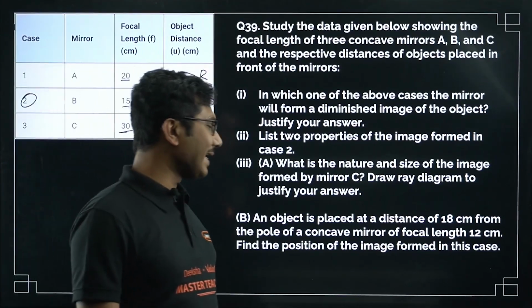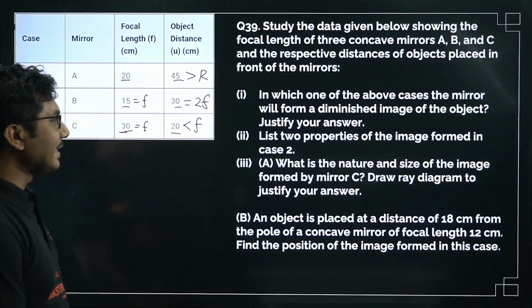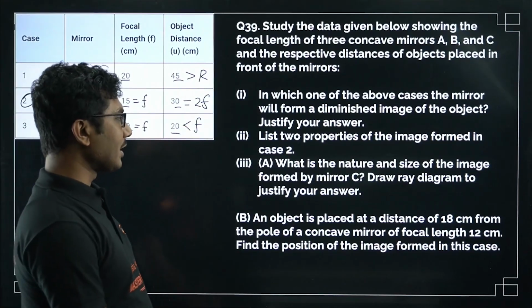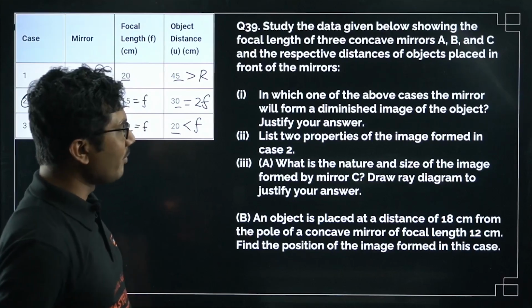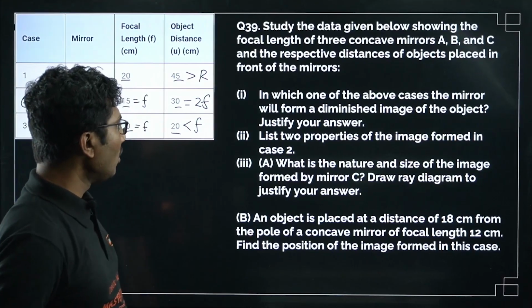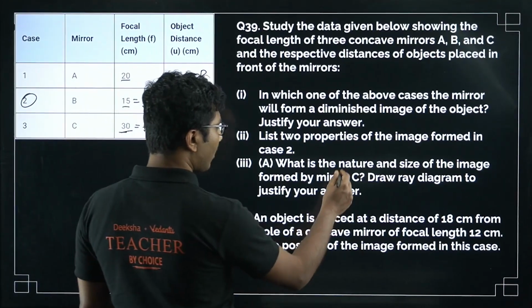An object is placed at a distance of 18 centimeter from the pole of a concave mirror of focal length 12 centimeter. Find the position of the image formed in this case. Okay, I think this is the OR question for the last part.